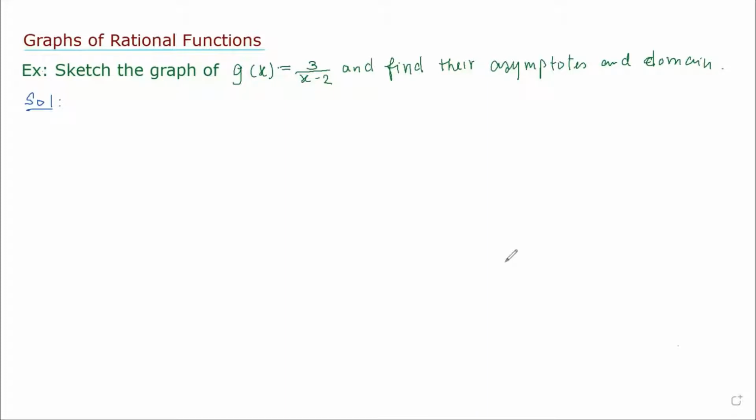Today's lesson is the graph of rational functions. Maybe you already learned it last year when you were in grade 10, but if not, we just learn it here now. Anyway, I will teach you a fast way to plot the graph, and we don't need to use a table.